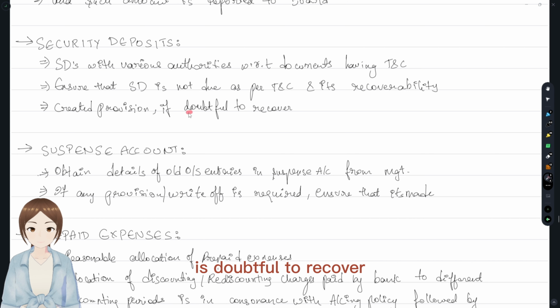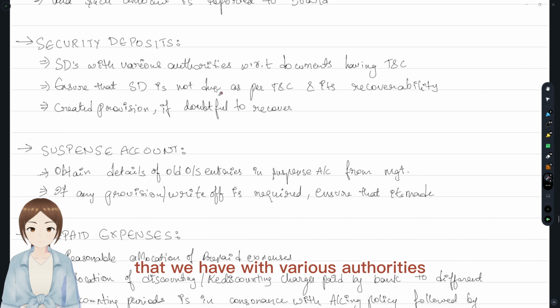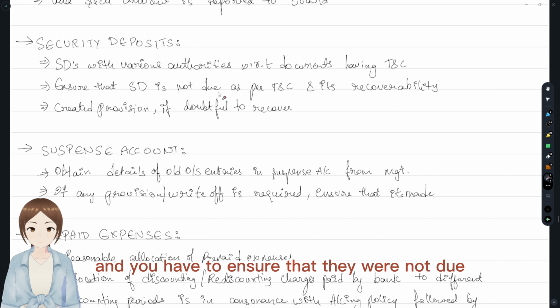Create a provision if doubtful to recover. Prepare a list of the security deposits that we have with various authorities, and you have to ensure that they were not due. You have already paid that, and you have to check for its recoverability percentage. If they were doubtful to recover, you have to create a provision.